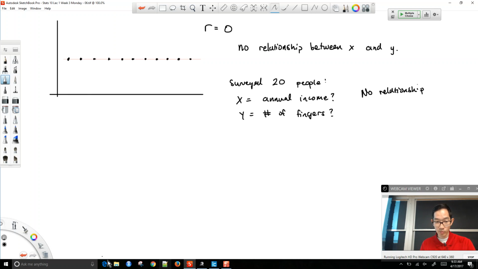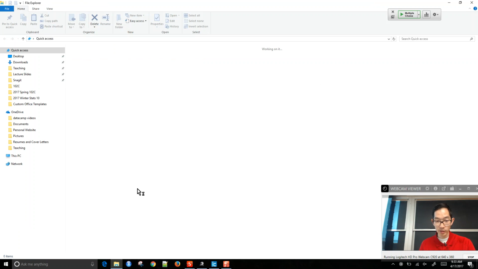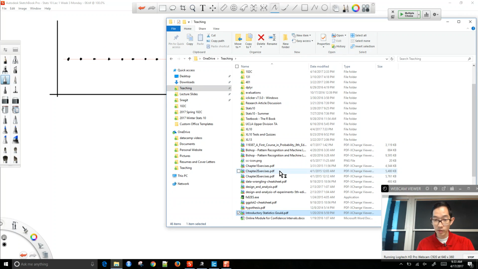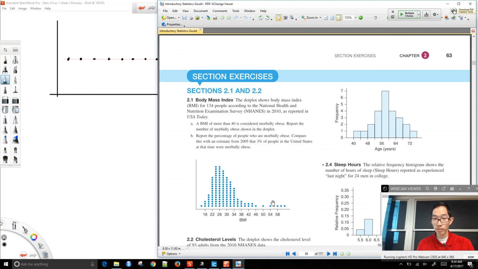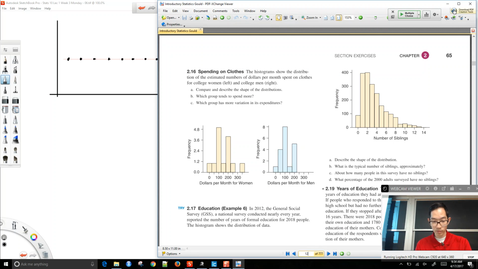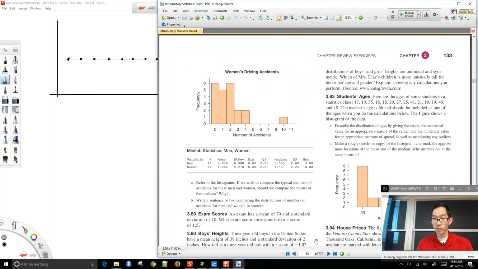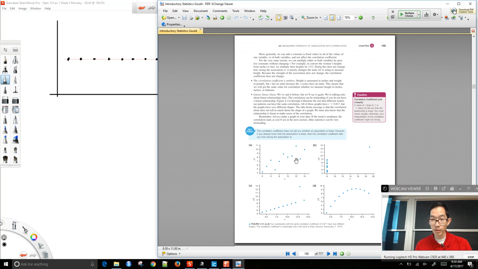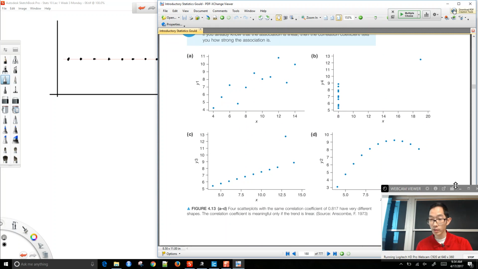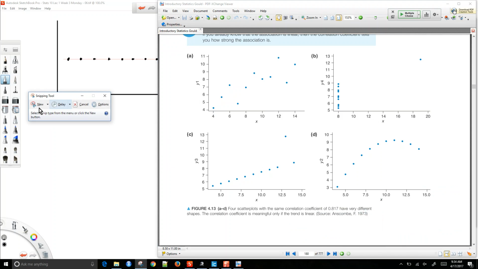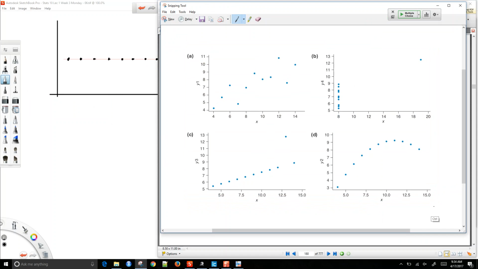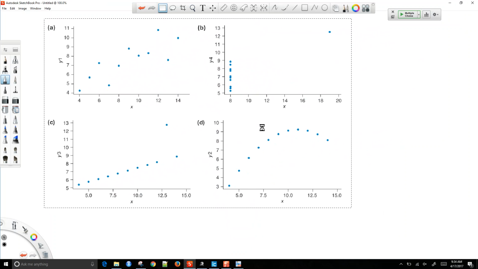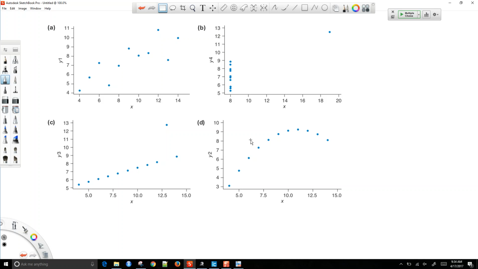Let me pull up a page from our textbook. This plot kind of shows the dangers of just calculating R without looking at a scatter plot.